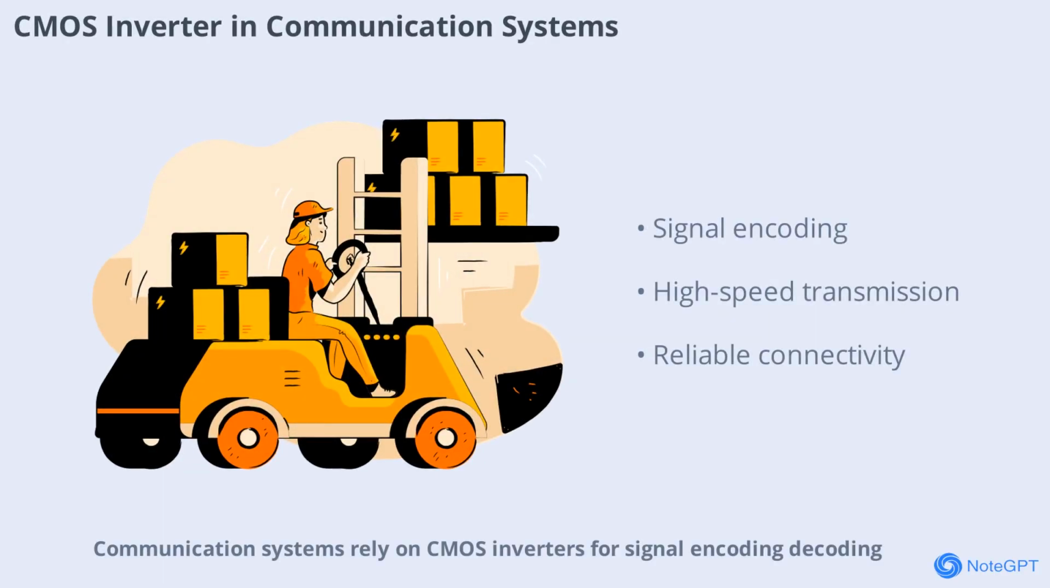Communication systems rely on CMOS inverters for signal encoding, decoding, and amplification. Their speed and efficiency enable high-speed data transmission and reliable connectivity. We'll explore how CMOS inverters are used in modern communication networks.